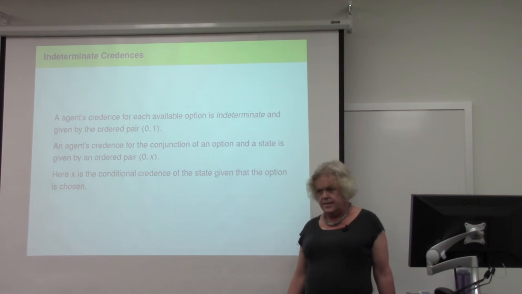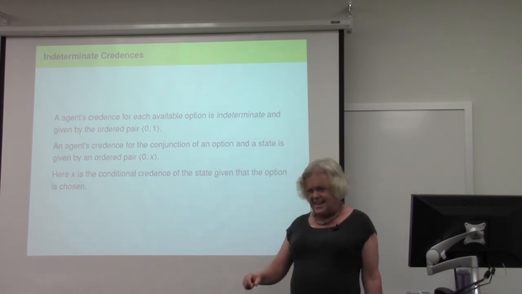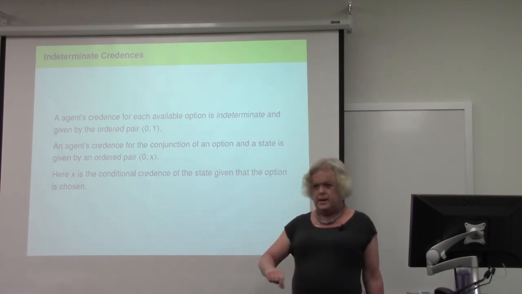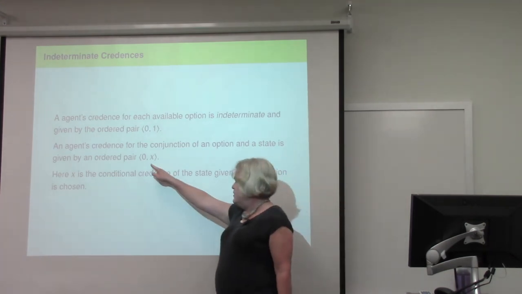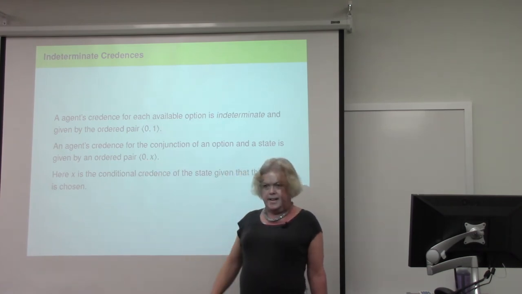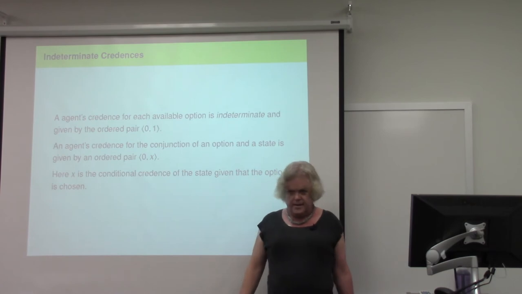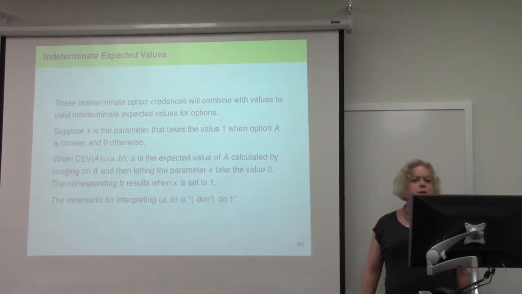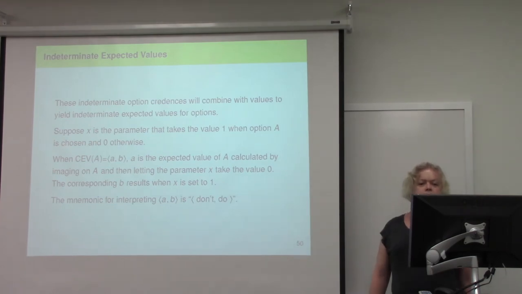So now she thinks, I can't make it the case that I choose one box and the $1 million is there, but I can either make that false or I can make it have probability 0.9 if I believe the predictor is 90% accurate. These indeterminate option credences combine with values to yield indeterminate expected values for options.